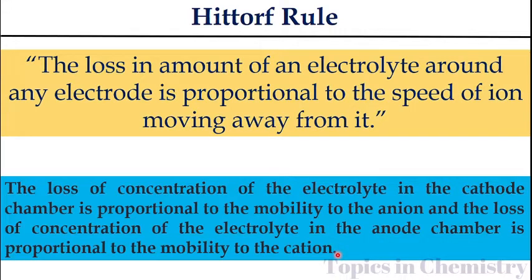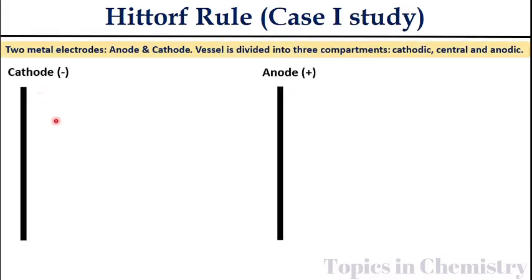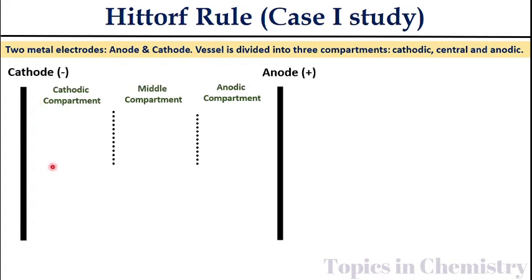We will study three cases: case 1, case 2 and case 3. First consider case 1. Here you can see two metal electrodes. One is the cathode, another one is the anode. You know the cathode is the negatively charged electrode, and the anode is the positively charged electrode. This is our vessel, and the vessel is divided into three compartments: the cathodic compartment, the middle compartment and the anodic compartment.